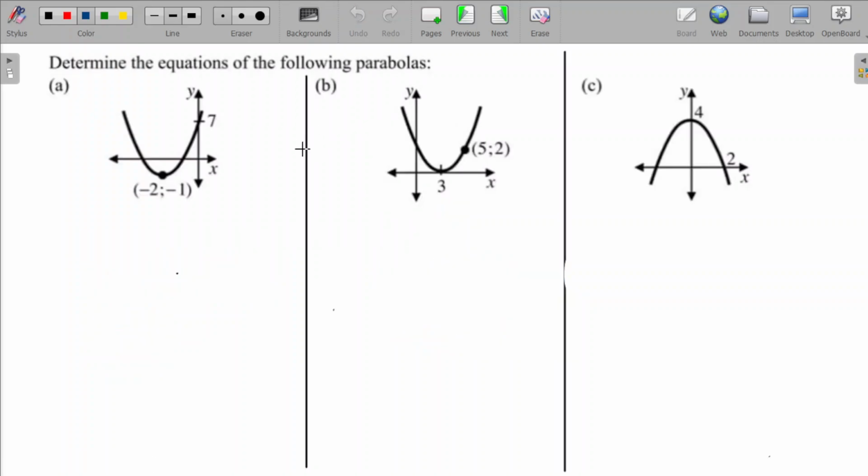Now, coming to these cases where we are having a turning point. Remember, we are using y equals a times (x minus p) squared, plus q. Again, p and q are your turning points, and x and y are any point that we have in the graph.